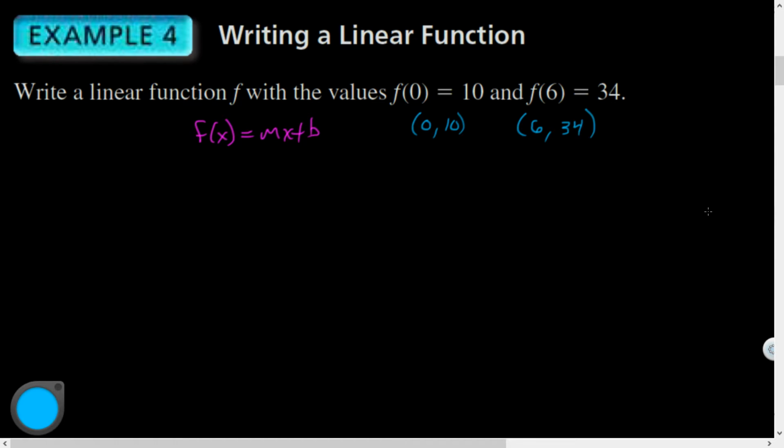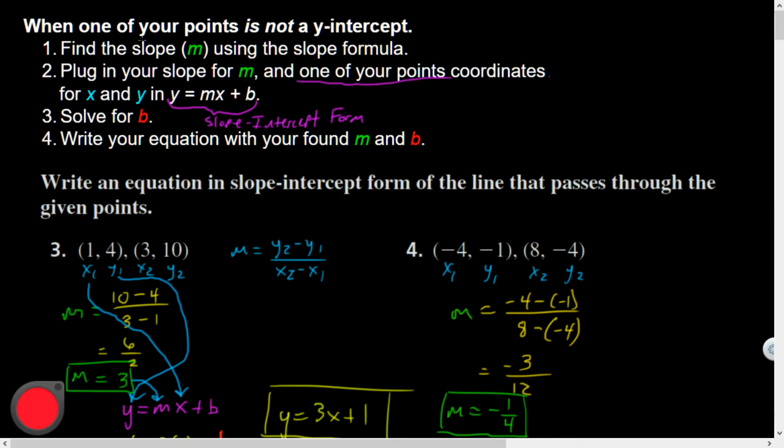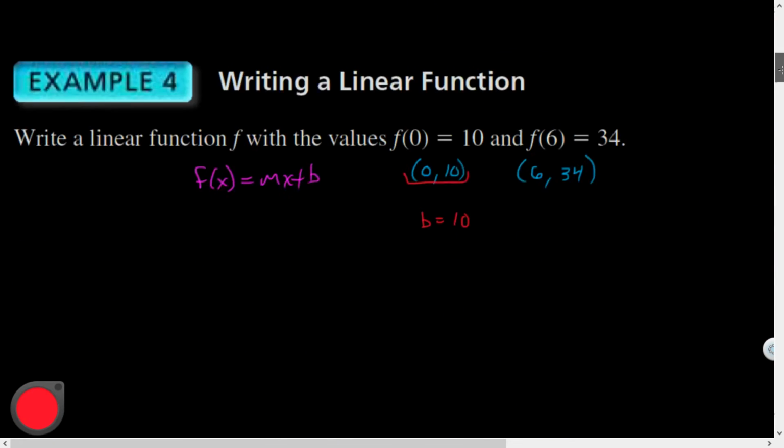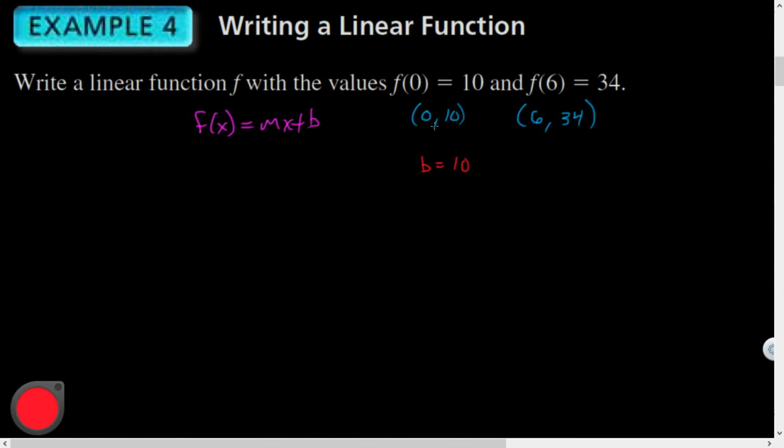Now, are either of those points my y-intercept? Do you remember how I can tell? A 0 for an x coordinate means that this would be the y-intercept. So I can actually immediately say b equals 10. If it didn't, then I would have had to rely on that crazy long method that I just showed you, where I would have found the slope, plugged in what I know, and solved for what I didn't. All that work. But this one, conveniently, they gave me the y-intercept.